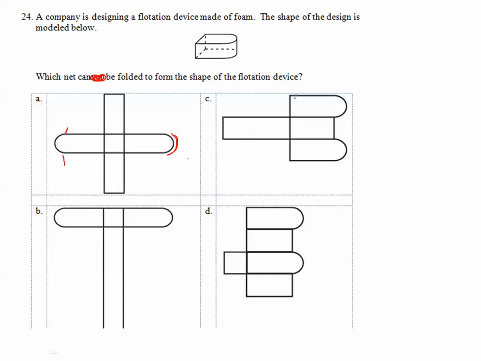This one would come around and end here. Again, it would be missing the part in the front. This one would be missing the same part in the front. The only one that could be wrapped all the way around and back to connect here would be B. So the answer is B.